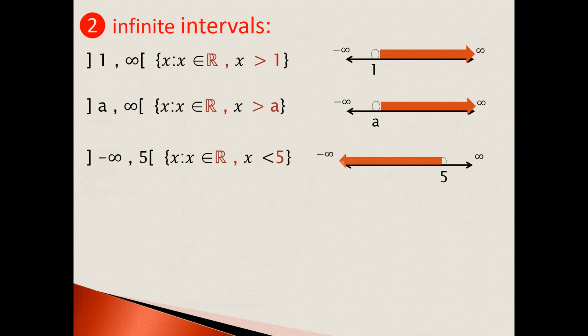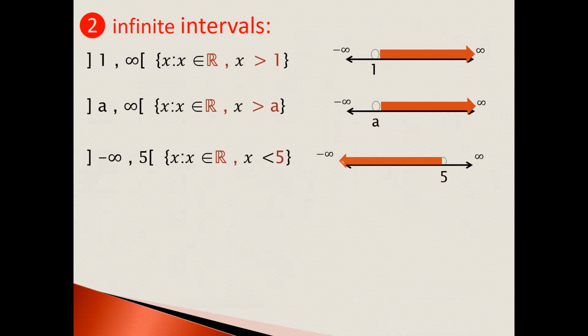As for example here, negative infinite and 5. x belongs to R, x less than 5. X less than 5 means the real numbers less than 5, so it will go to negative infinity. So the interval here is negative infinite and 5.